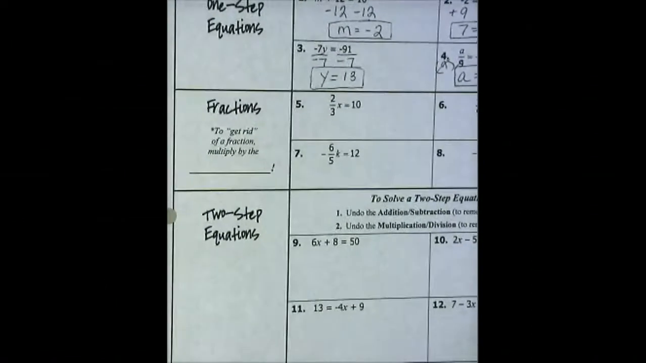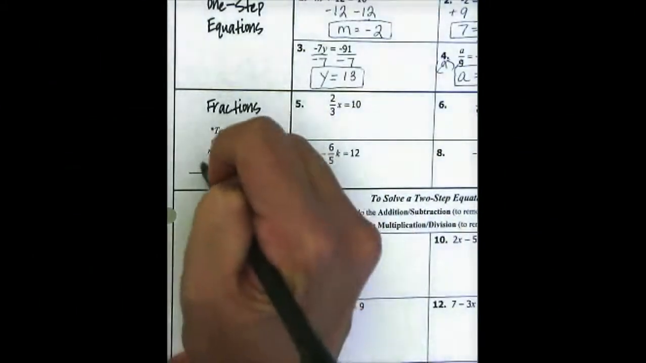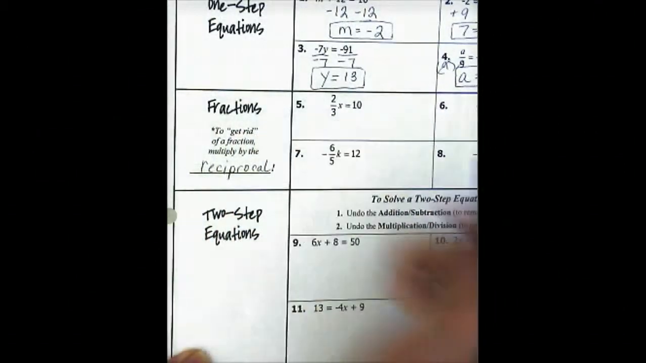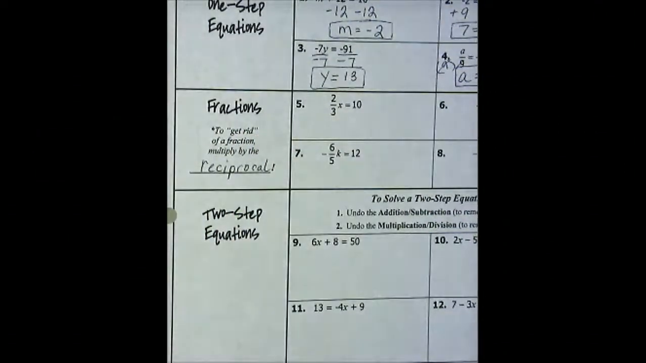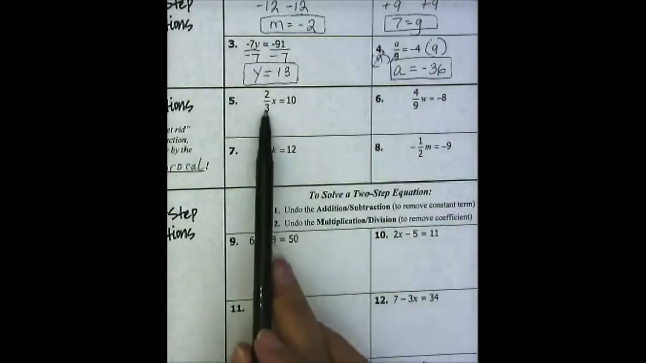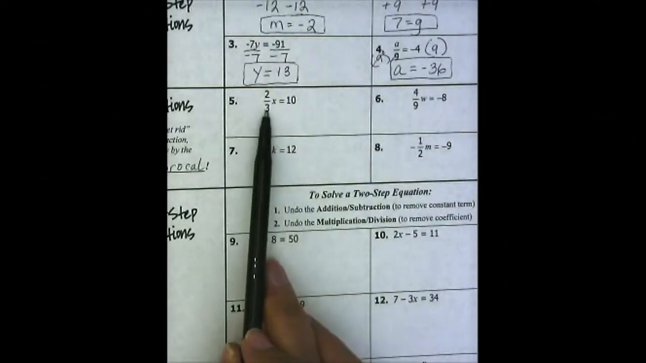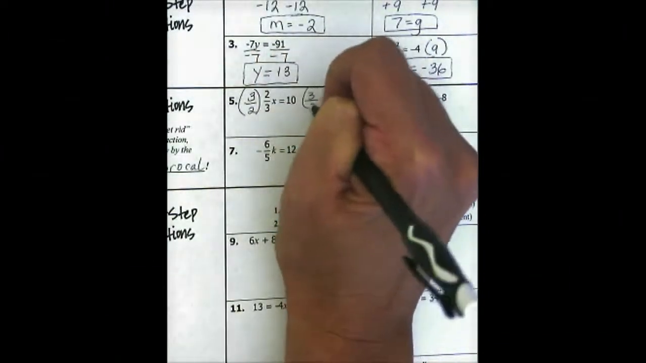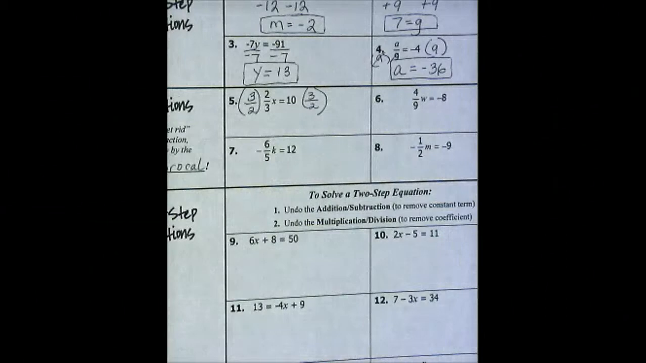Okay, next we're going to look at some equations with fractions. And in order to get rid of a fraction, we're going to multiply by the reciprocal. Remember, we've talked about reciprocals before, and you talked about those last year. So if I were going to try to get rid of this 2/3, I would multiply by the reciprocal of 2/3, which is 3 over 2. So I'm going to multiply both sides by 3 over 2, or the reciprocal of 2/3.